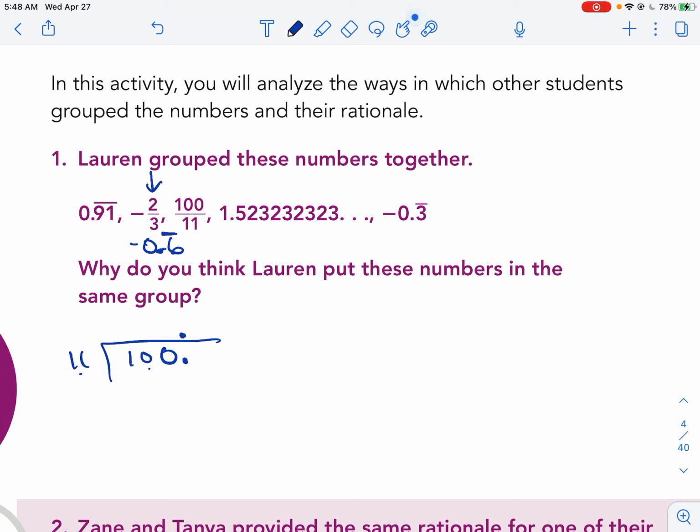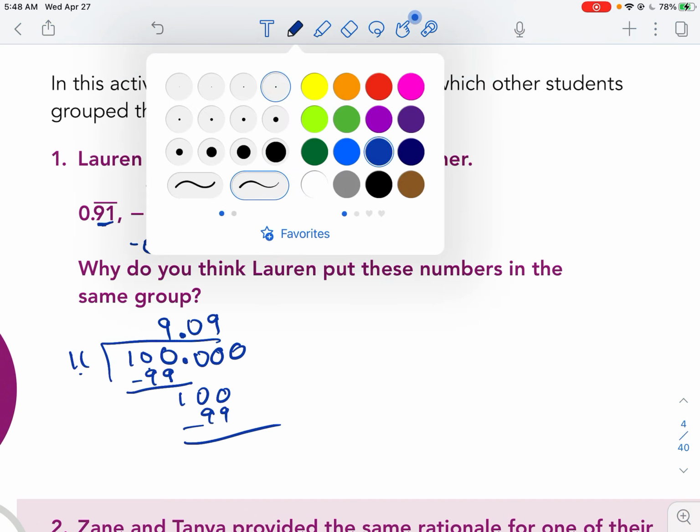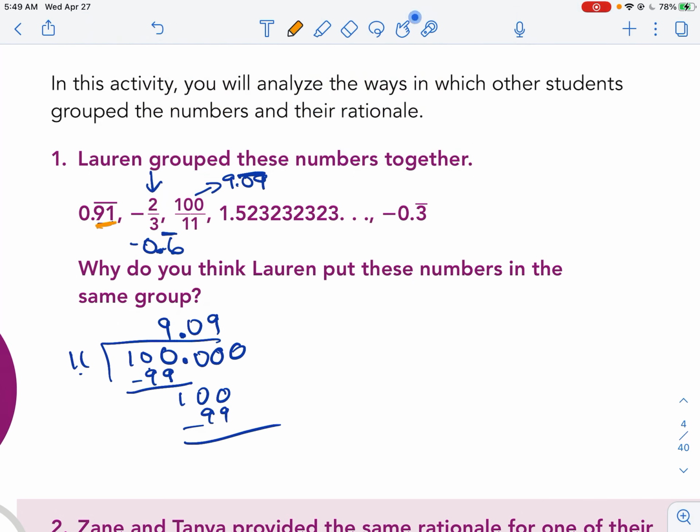Okay, 11 doesn't go into 10. It does go into 100 9 times, so that will get me 99. Oh, look at this. Doesn't go into 10. Bring down a 0. Look at that. It's just going to keep repeating itself. Okay? So this number right here is 9.09, where the 0 and the 9 repeat. Now, if you look at each one of them, look at this. Repeat, repeat, repeat, repeat. These are all repeating decimals.